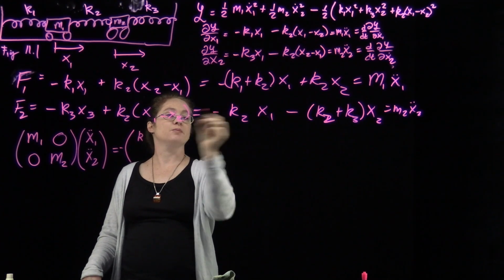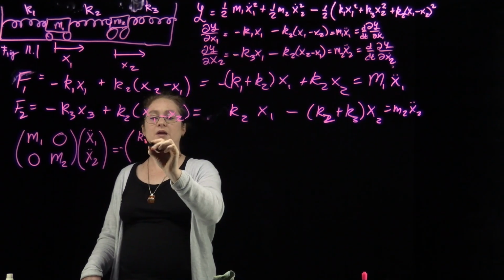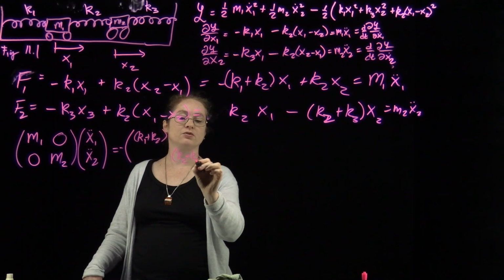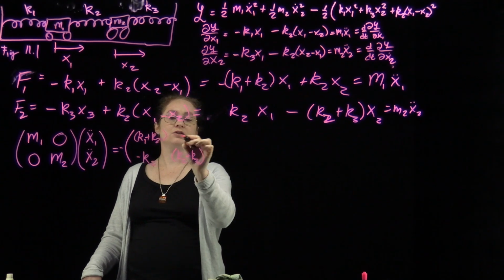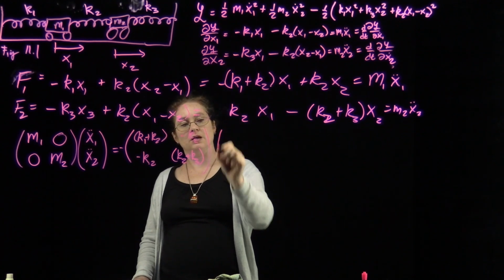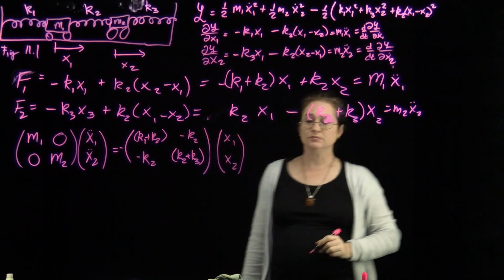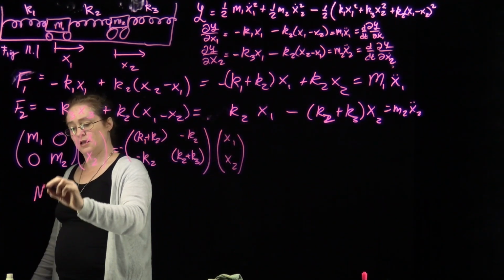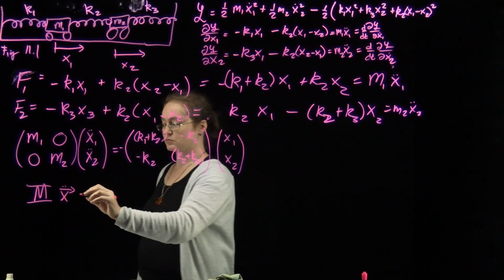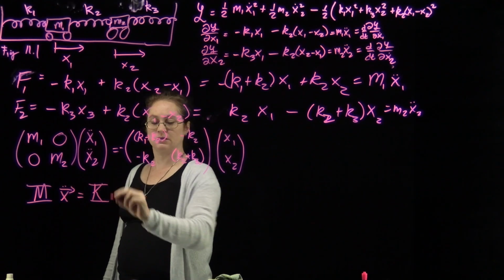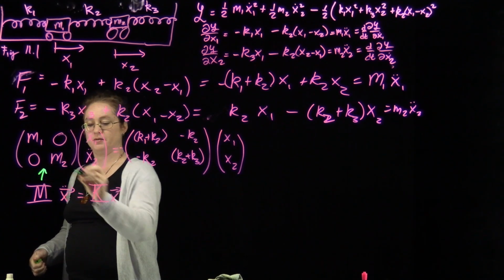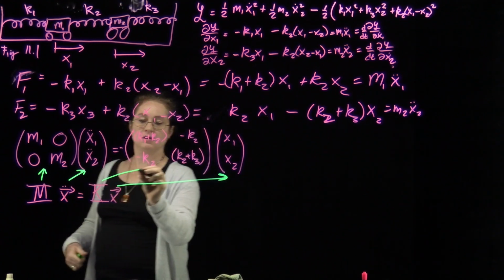Negative, I dropped a negative, no, I don't want a negative sign there. Negative K1 plus K2, K2 plus K3, negative K2, negative K2. I put the negative sign out, and it will become clear in a minute why I put that negative sign there, times X1, X2. So I can write this as the matrix M times the vector X double dot equals the matrix K times the vector X, where this is M, this is X double dot, this is X, and this is K.